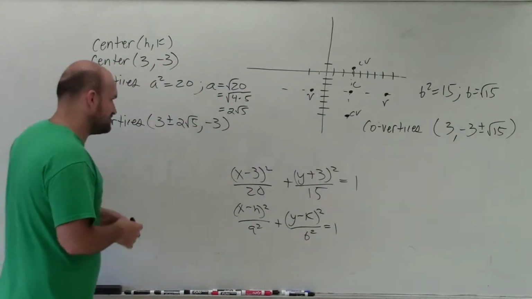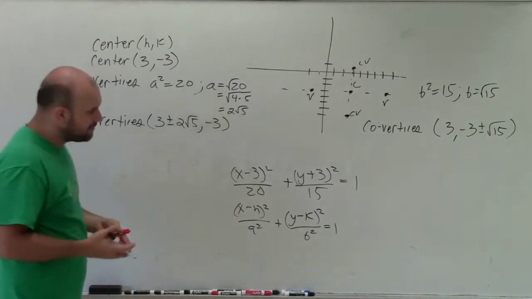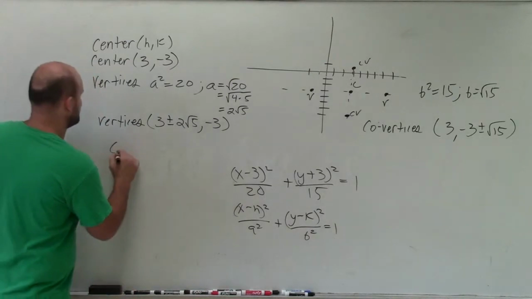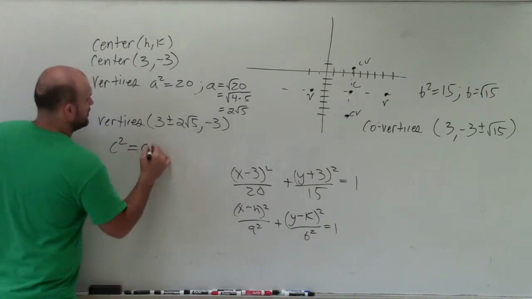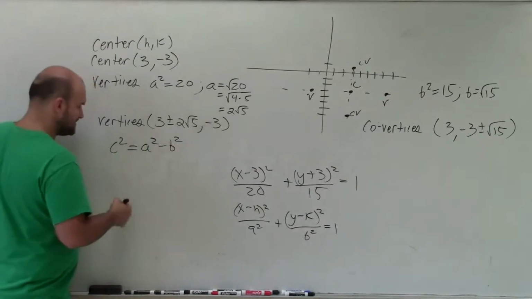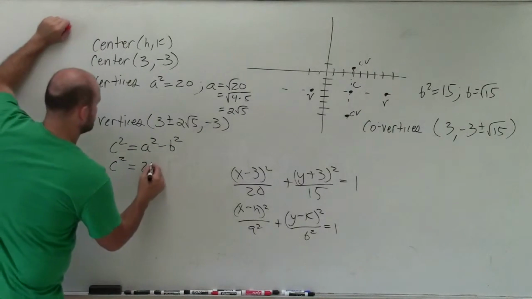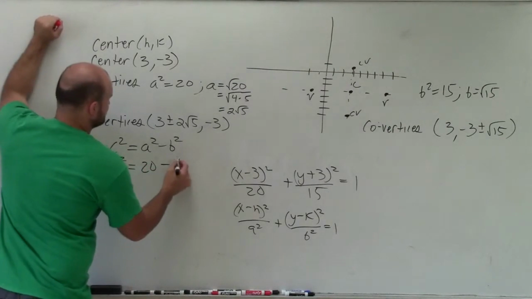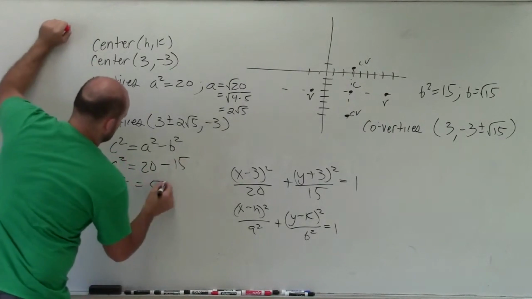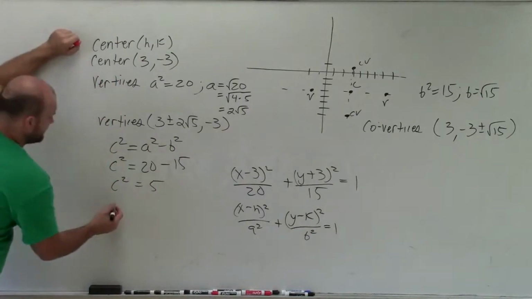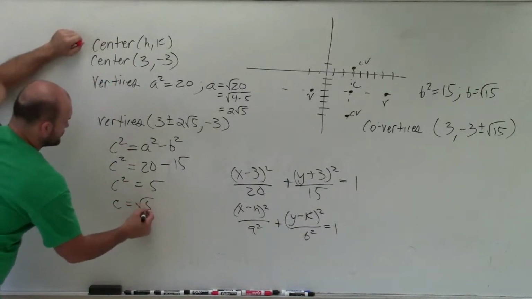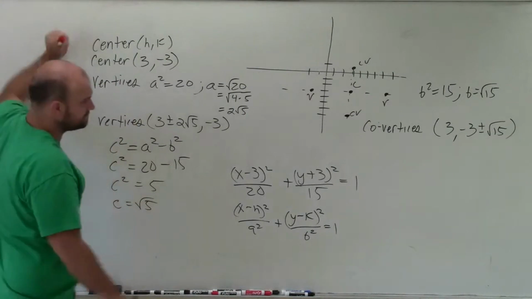The last one is going to be the foci. Now, to find the foci, we've got to know c squared. The relationship we have for ellipses is c squared equals a squared minus b squared. So c squared equals 20 minus 15. C squared is equal to 5. So therefore, c is equal to the square root of 5. Take the square root of both sides.